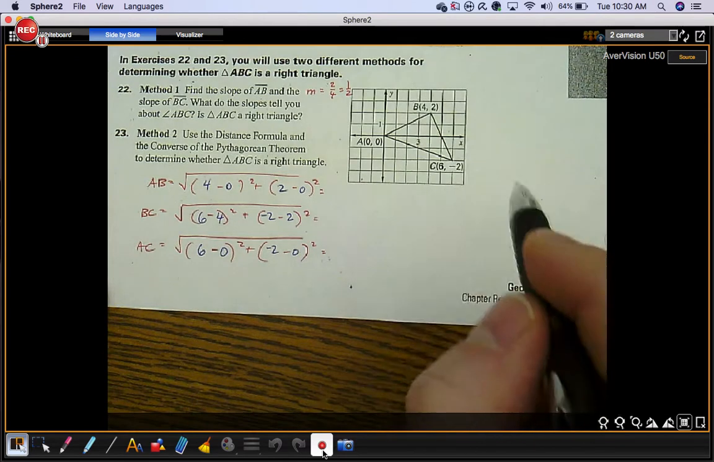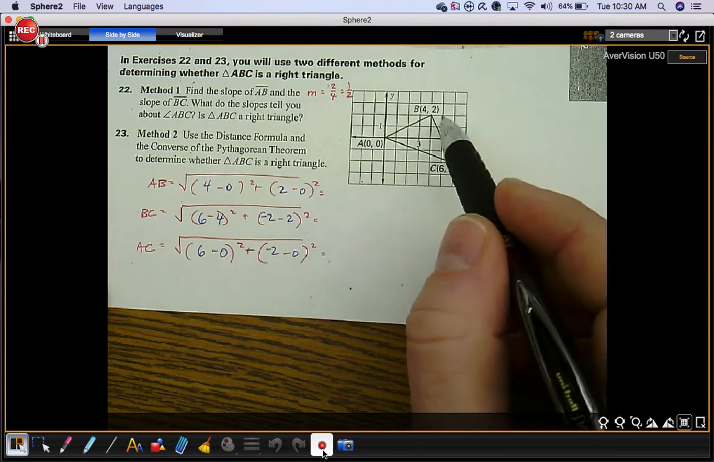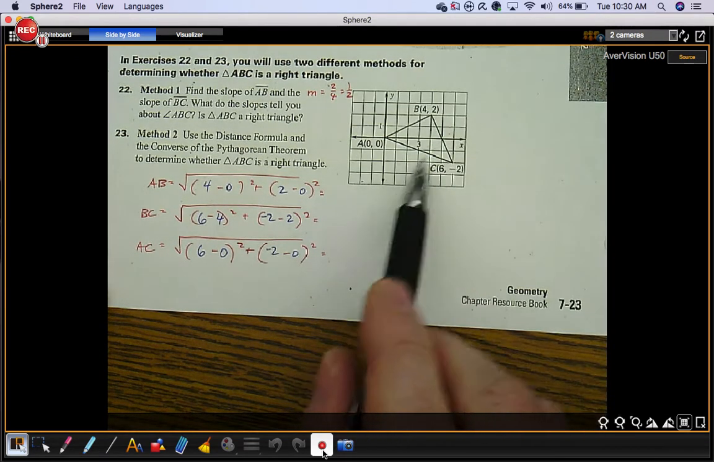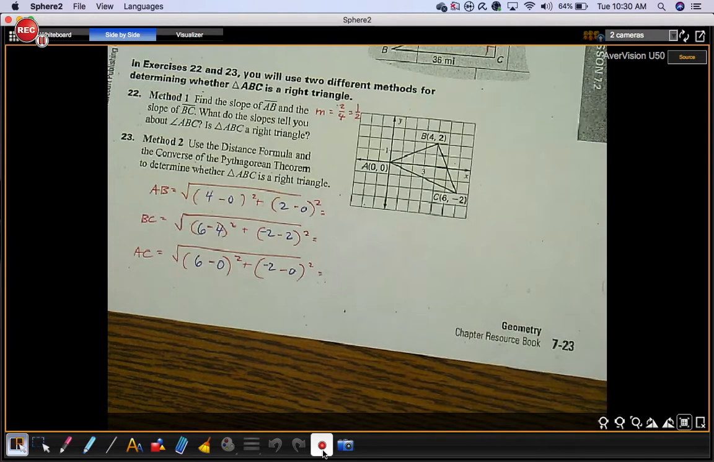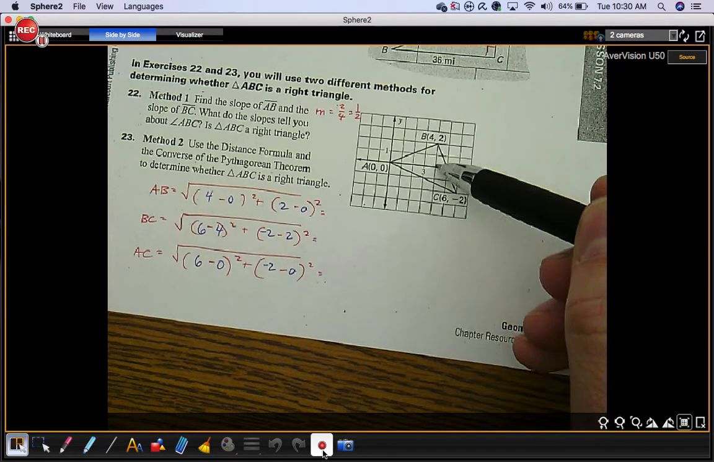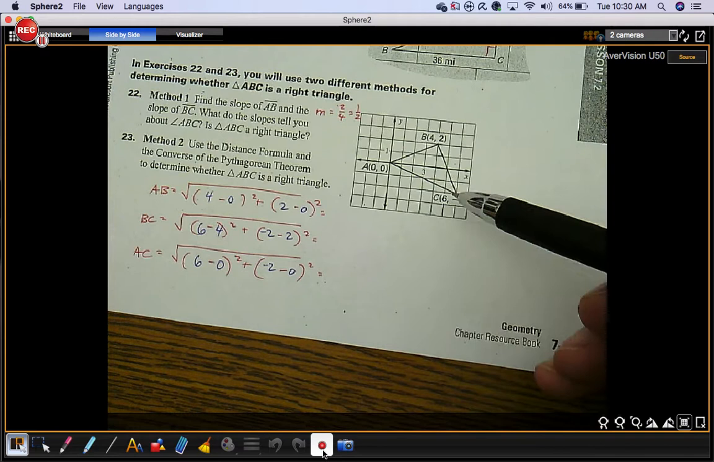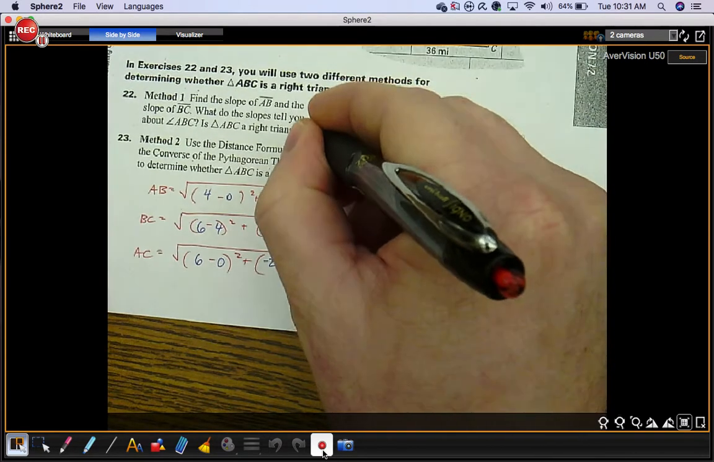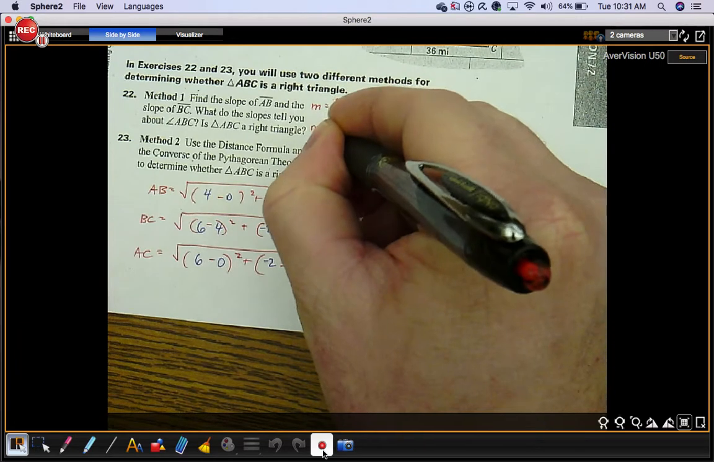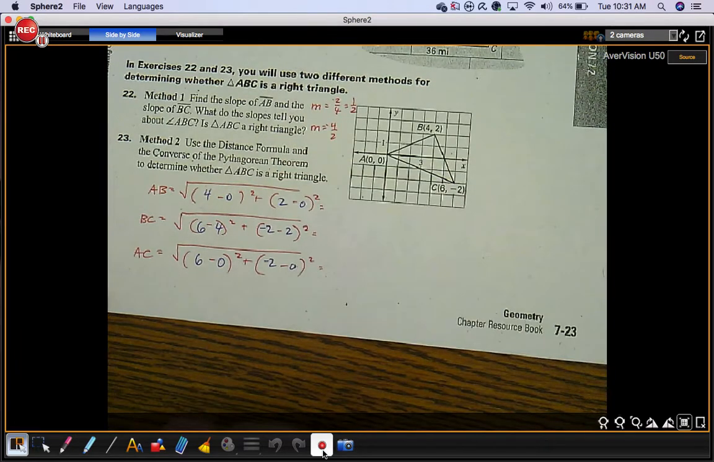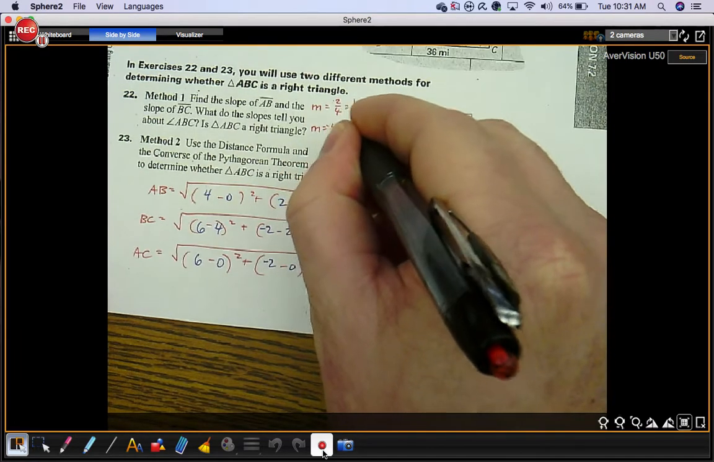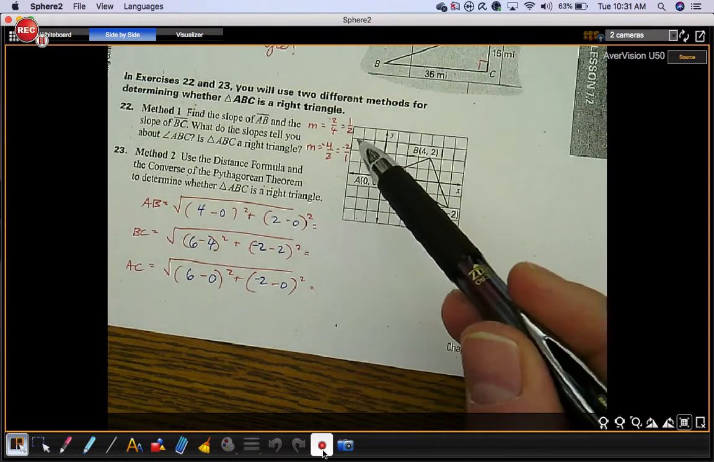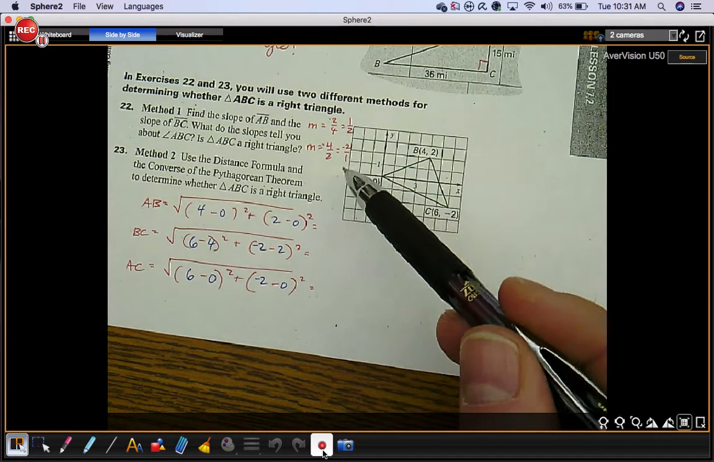Find the slope of segment BC. So I'm going to count down 1, 2, 3, 4 units. And I'm going to count to the right 2. Since I'm going down, it would be negative 4 over 2, which is the same thing as negative 2 over 1. Notice these slopes, positive 1/2, negative 2 over 1.